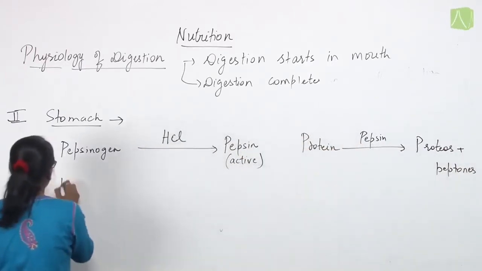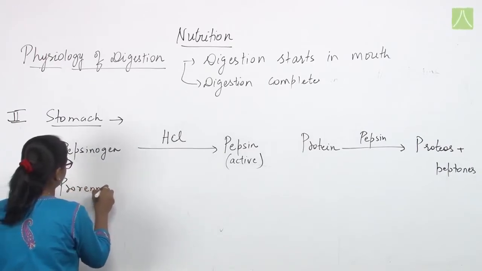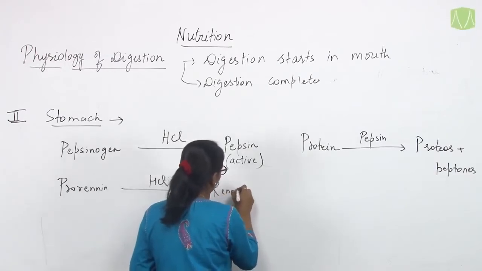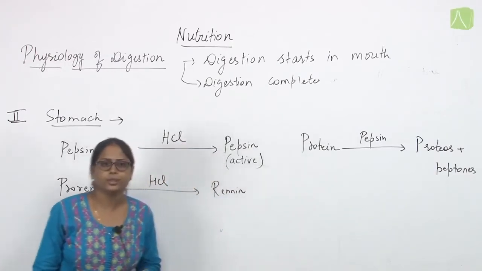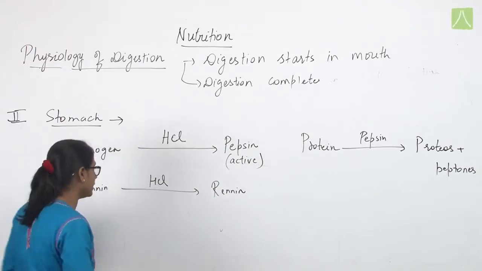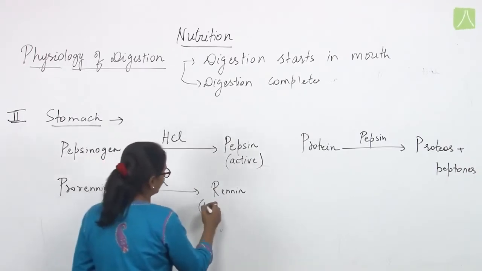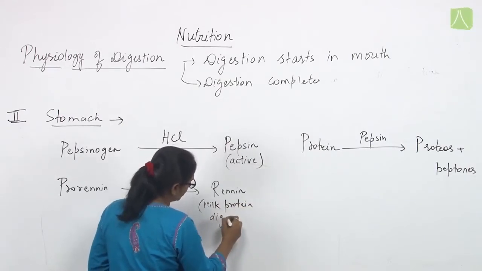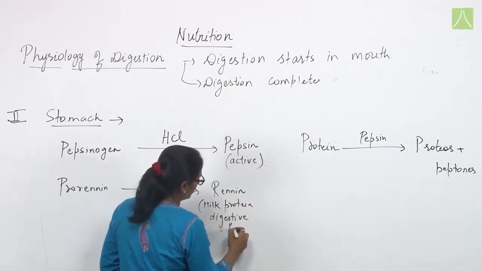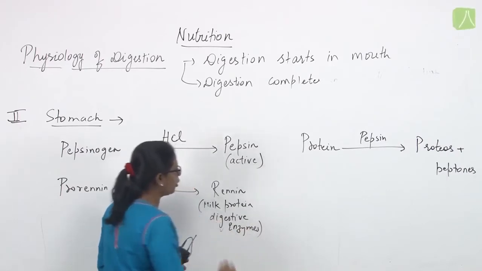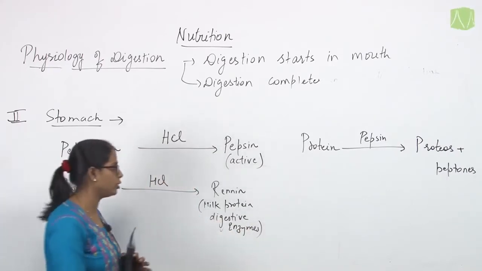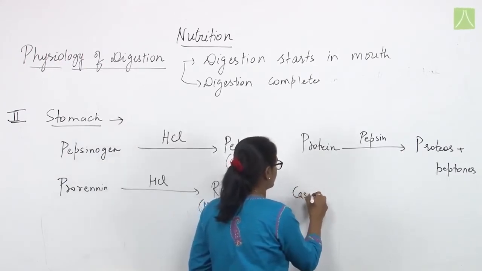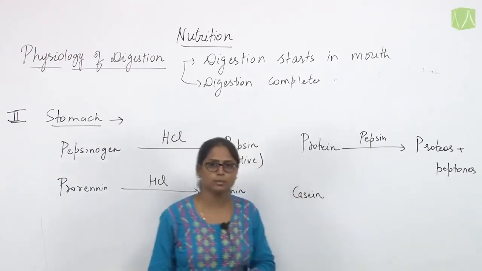Now in the same way, another enzyme, that is prorenin, by the action of HCl will convert into renin. What is this prorenin, renin? These are milk protein digesting enzymes. That means it acts only on milk protein, not any other protein. So this renin will act on milk protein, that is casein. Casein is a milk protein.